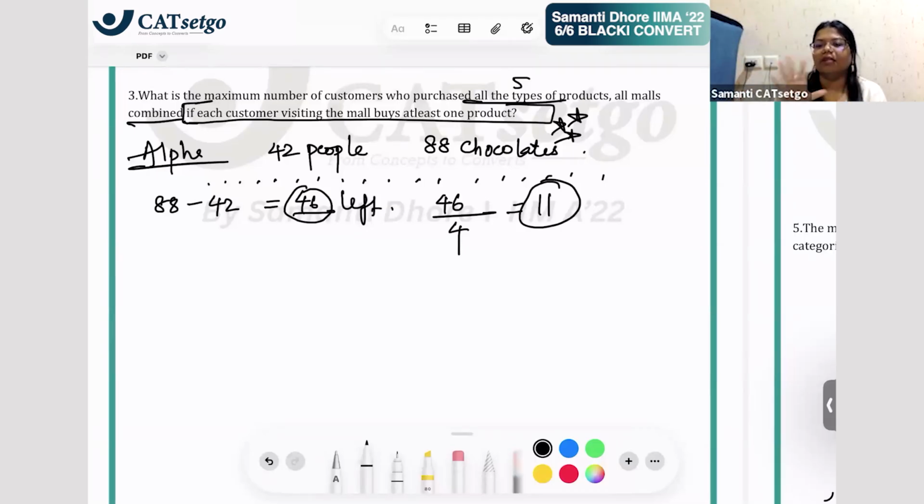Right? But only 11 friends I'll be able to give 5, 5, 5, 5, 5 chocolates each. So this is how we ended up giving to 11 people. And then you have to see also if 11 is possible or not. This number has to be less than any of the numbers from the table.